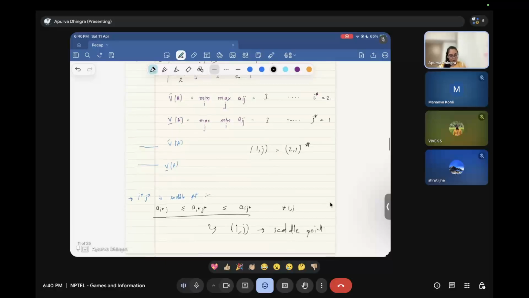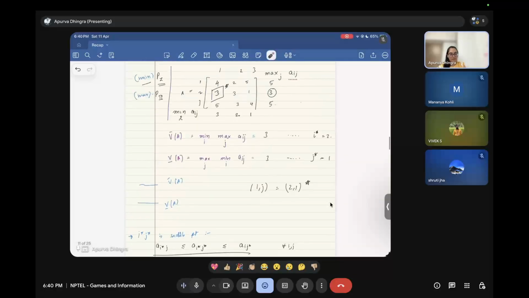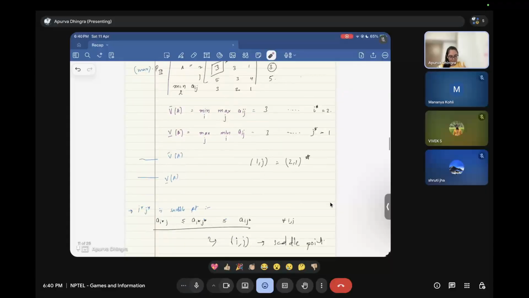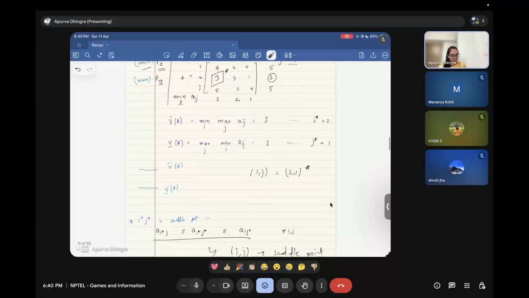And if you recall, we saw the proof of all of these things also. If these two levels, the min max and max min levels, are equal to each other, then a saddle point exists, and that saddle point is the same as the security levels, and that is the Nash equilibrium of that particular game.